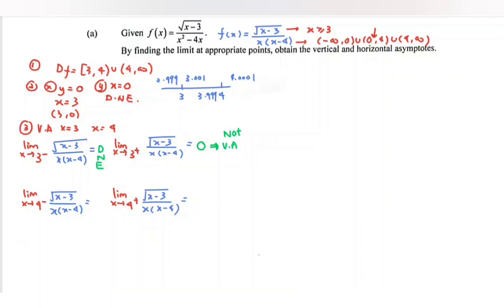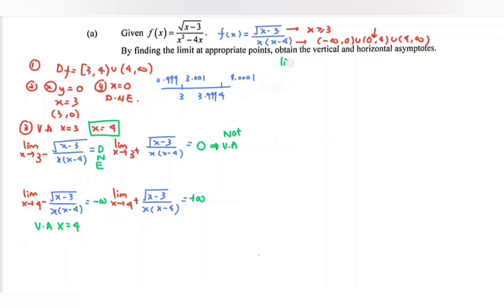Continue. If we substitute 4 from the left, we obtain negative infinity, meaning decreasing. For the right hand side, we will have positive infinity. So from here, the vertical asymptote is x equals 4. Whereas for 3, it is not a vertical asymptote.